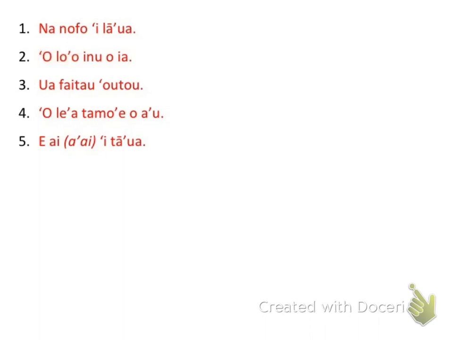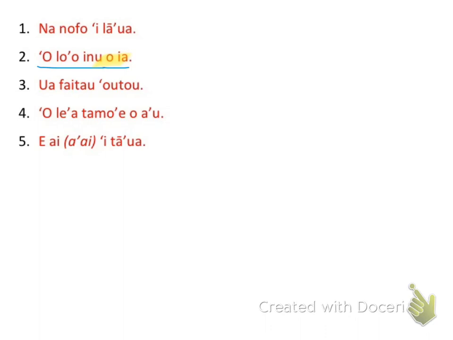'O lo'u', and then 'inu'. So my verb is 'inu', which is drink. So right now, drinking is all I know up to this point, and then what comes after the verb or the action is my doer, and in this case, it's he or she. So 'o lo'u inu o ia', and from this little phrase alone, all I know is that it's a he or she.